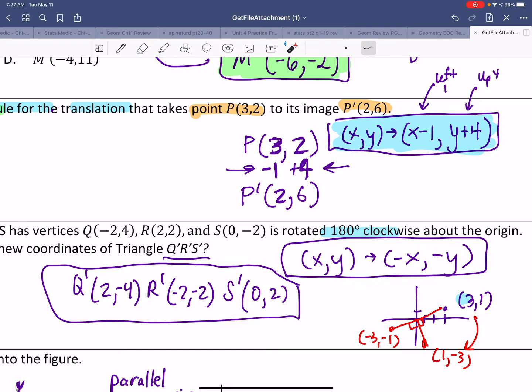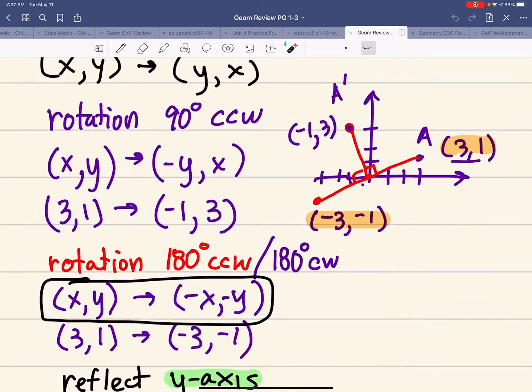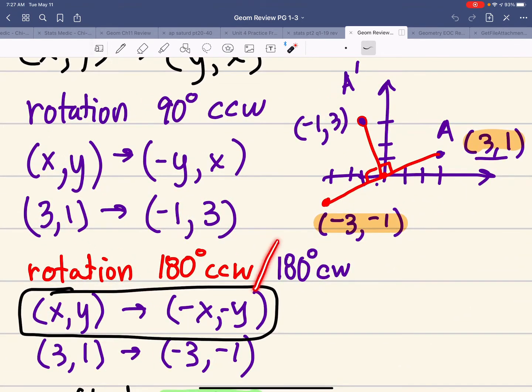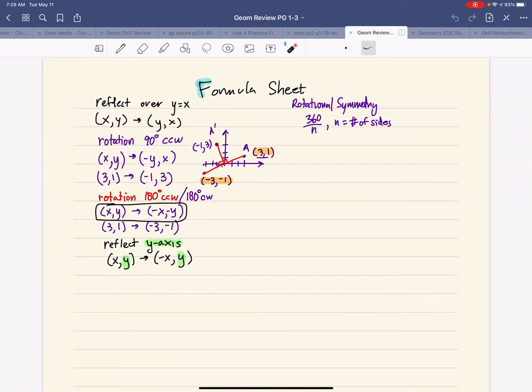And notice I've done it without even graphing it. I could graph it just to make sure. So what did I do in my formula sheet? I added this, so this is the rule for 180 degrees counterclockwise, but also 180 degrees clockwise. I end up in the same spot, so the rule should be the same. All right.